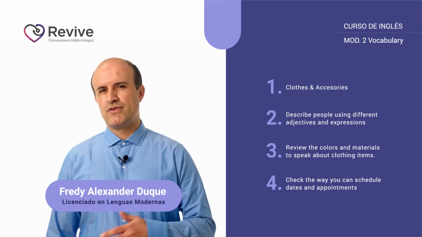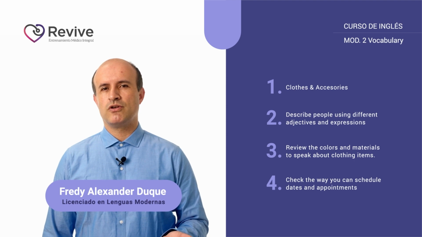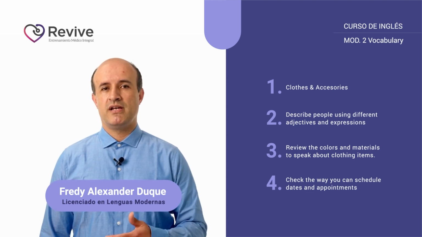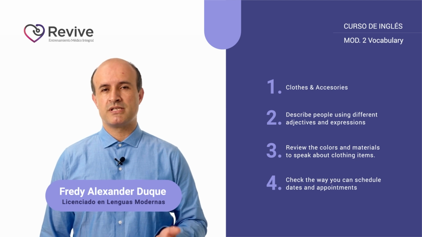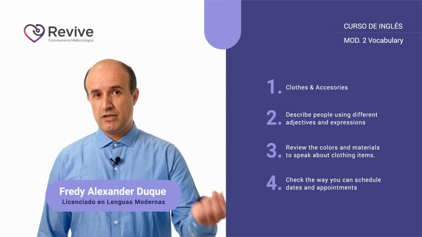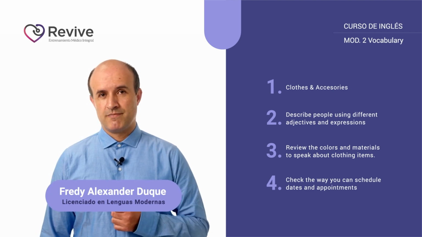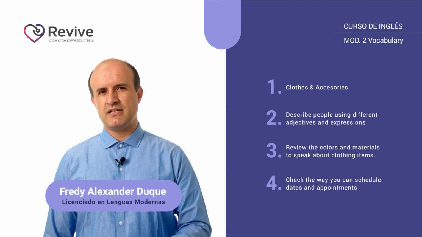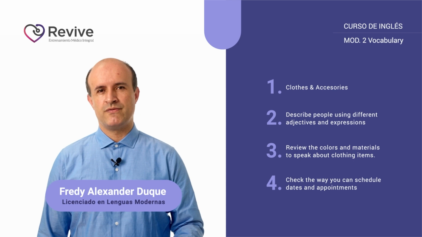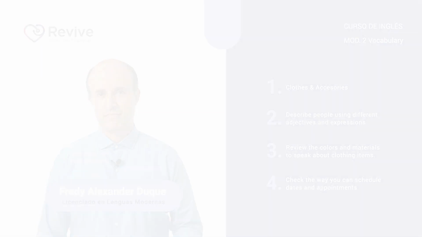We will go through different adjectives that you can use to talk about the colors and materials for clothing vocabulary. And finally, we will review the way for scheduling and organizing dates for important events and appointments, as when you need to visit a medical specialist. Let's start learning these topics that will help you express more ideas in this wonderful learning path of English.